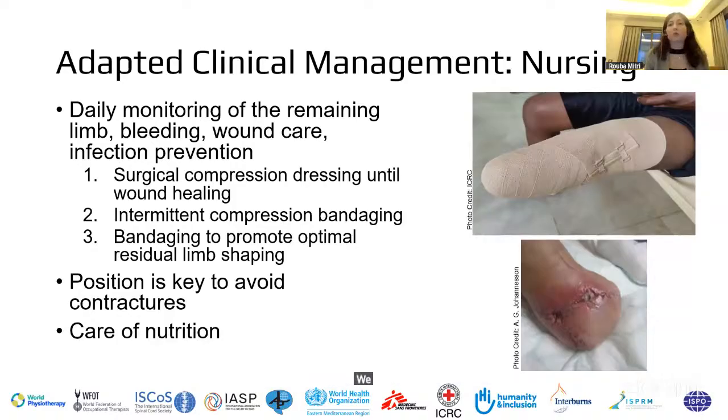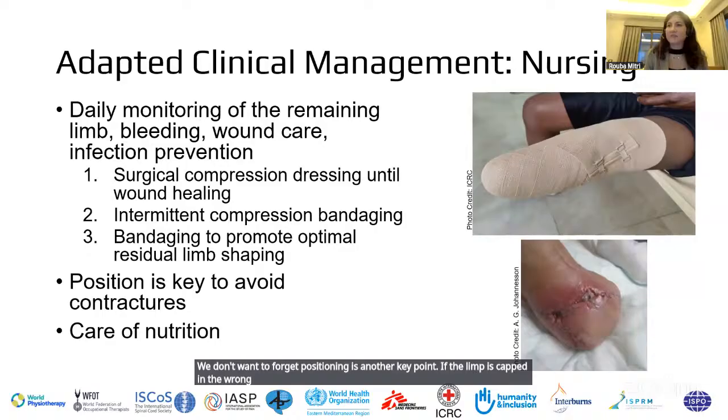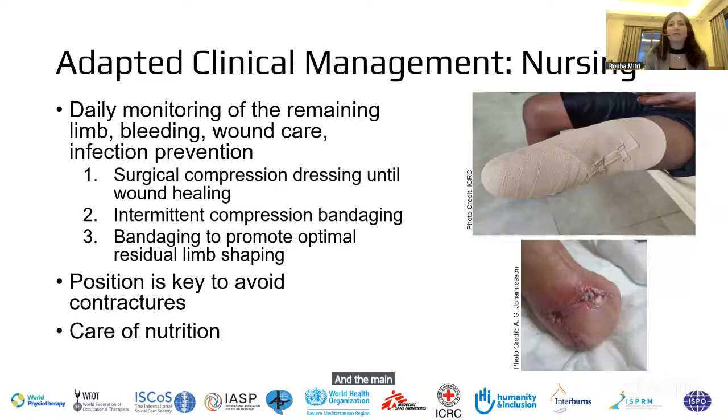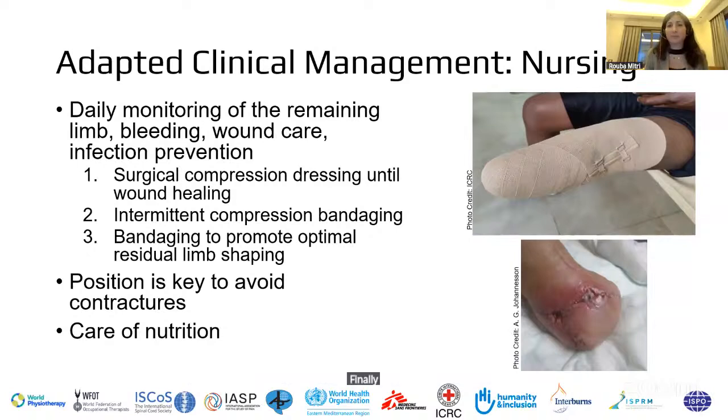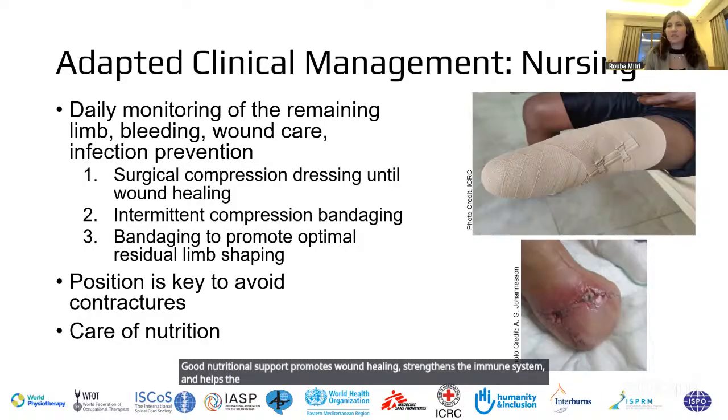We don't want to forget positioning is another key point. If the limb is kept in the wrong position for too long, it can lead to contracture. And the main common contracture that we might see for the below knee is the knee flexion. For an above knee amputation, it is the hip flexion, hip abduction. Finally, we can't overlook nutrition. Good nutritional support promotes wound healing, strengthens the immune system, and helps the patient recover more effectively overall.